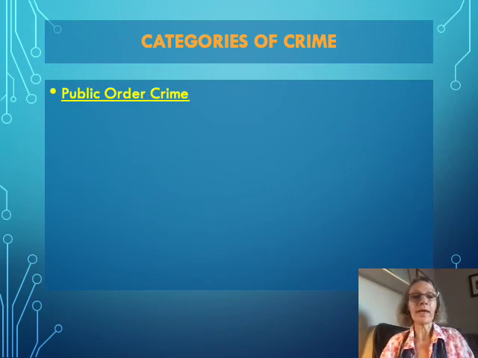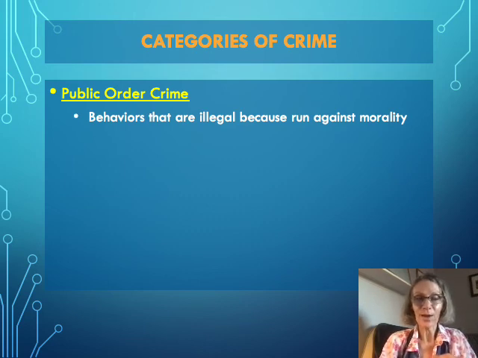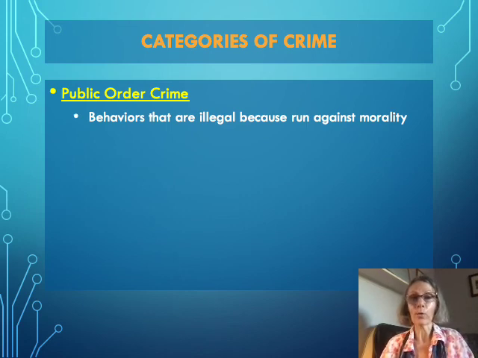The first one is public order crimes. And these are behaviors that are illegal because they run against the morality of that society. So sort of a good example of the interactionist viewpoint in these public order crimes. And so public order crimes would be like prostitution, but it could also be like public drunkenness. It could be public nudity, lewd behavior. All of those fall in the category of public order crimes.